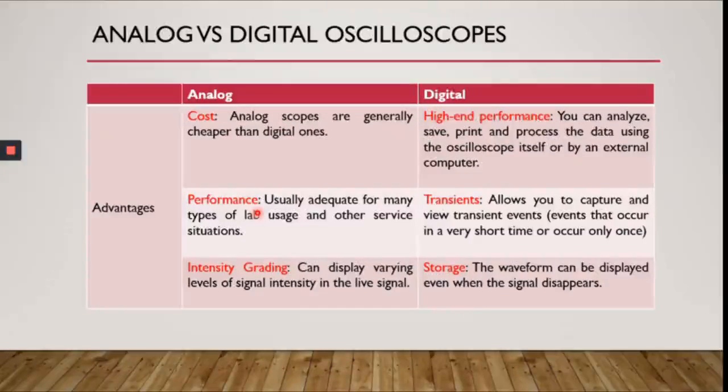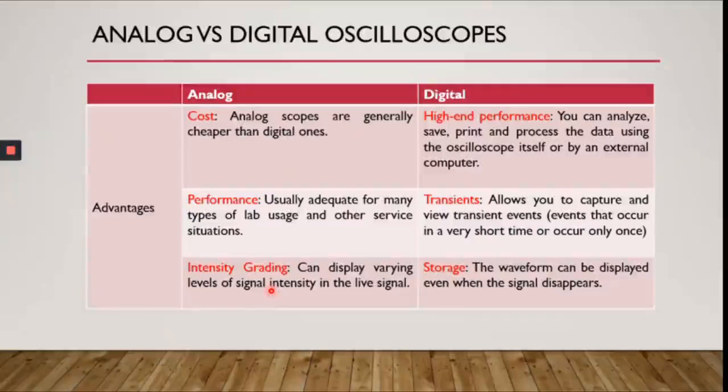And then in terms of performance, in many applications, using an analog oscilloscope is already sufficient. So you don't need to buy a more expensive scope if your measurement is just going to cover the typical types of measurement. So it's usually adequate for lab usage. For undergraduate level, typically an analog oscilloscope is already sufficient.